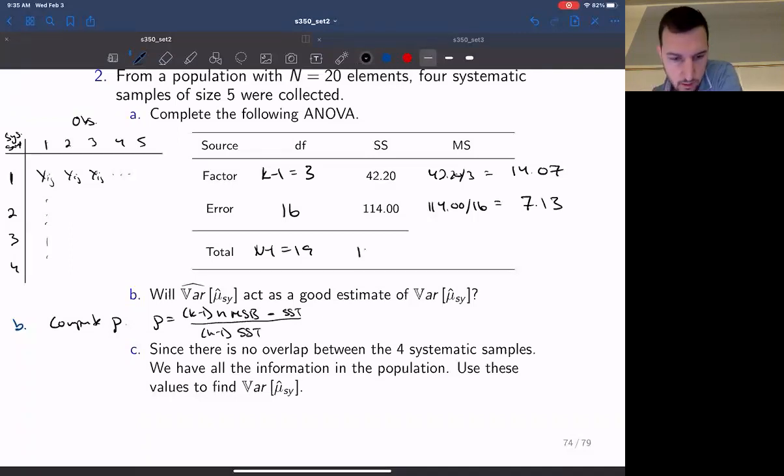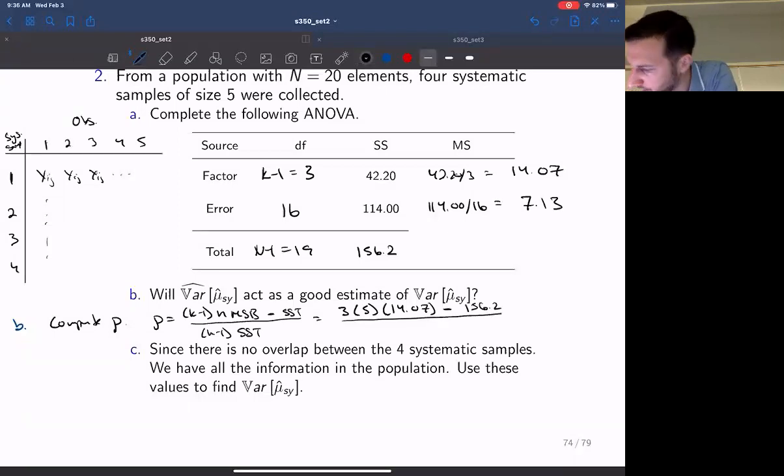And this is 156.2. Okay, so here we're going to have 3 multiplied by 5 multiplied by 14.07 minus 156.2 divided by 5 minus 1 multiplied by 156.2. And this gives us 0.088. Okay.